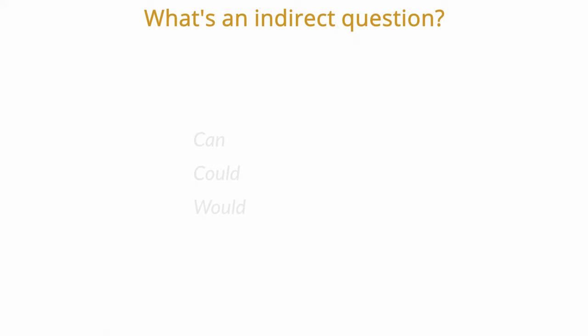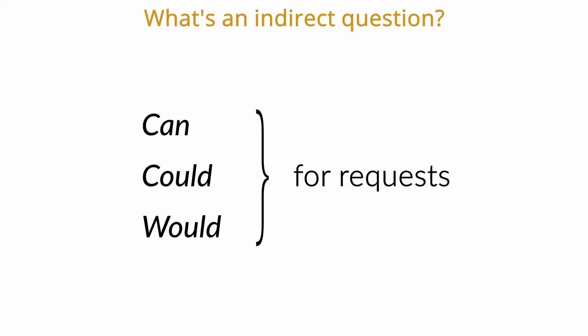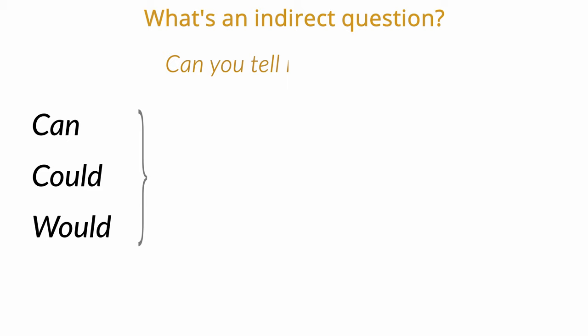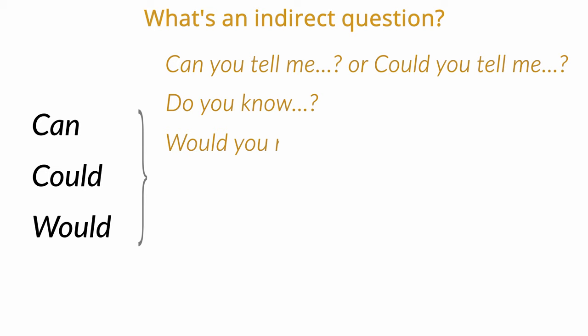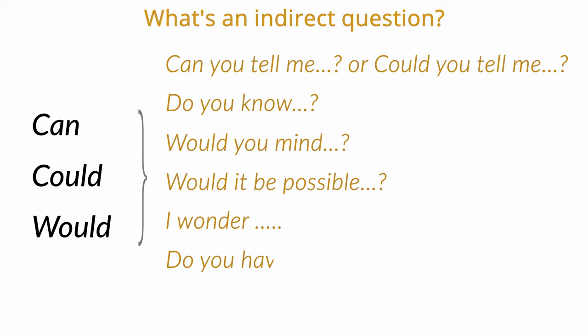When we make requests in English, we usually use the modal verbs can, could, and would. We also use them to begin many indirect questions. Here are some common question phrases from indirect questions. Can you tell me? Or could you tell me? Do you know? Would you mind? Would it be possible? I wonder, do you have any idea? I'd like to know.